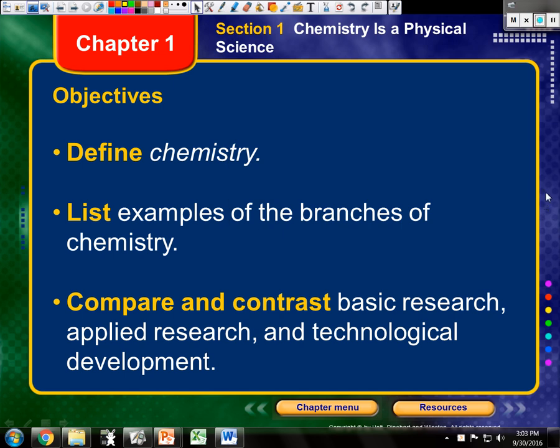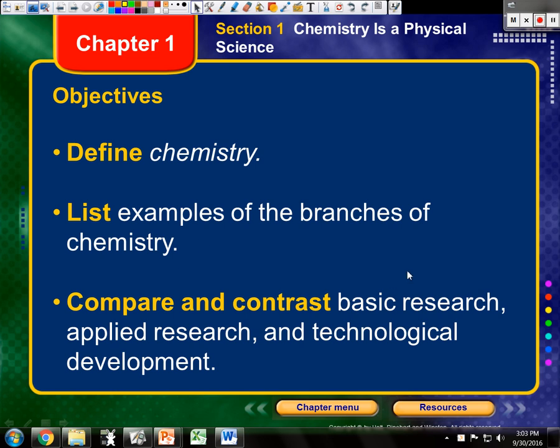So this is going to begin the matter chapter. And I know it kind of looks weird. It is chapter one. But again, we do a lot of stuff prior, and I come back to chapter one because a lot of this stuff is just kind of basic, and we can go through it really quickly. So we're going to do a few things. Today, we're just going to do everything that's on these three bullets. We're going to define chemistry. We're going to list examples of the branches of chemistry. We're going to talk about the different types of research.